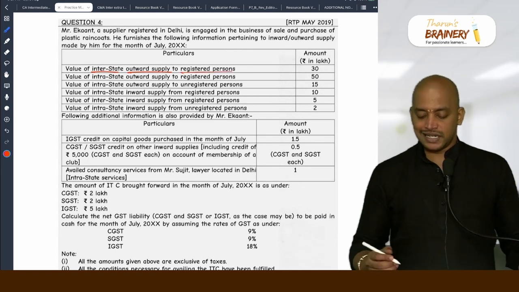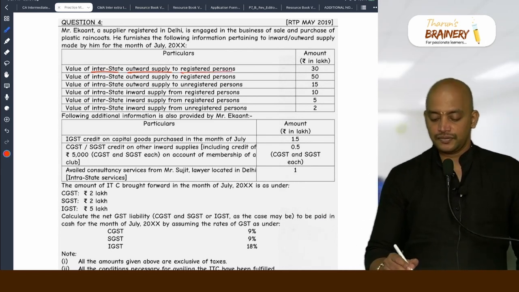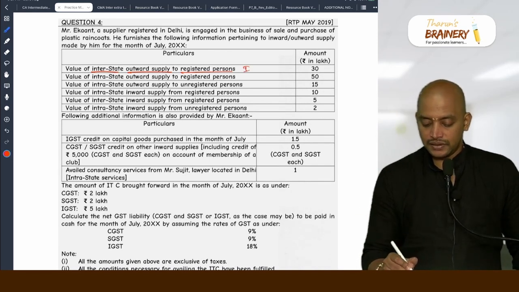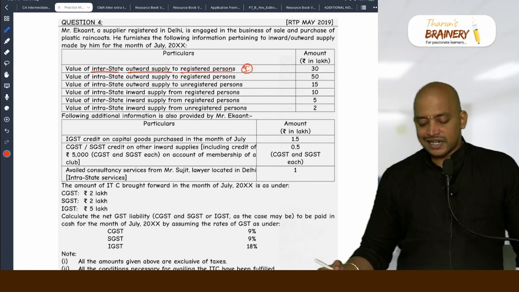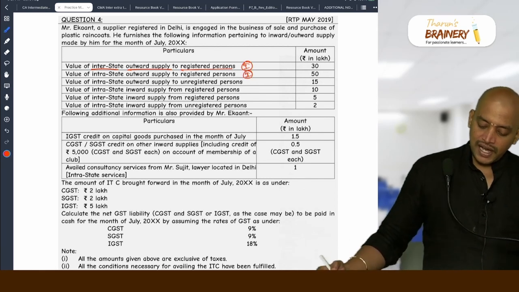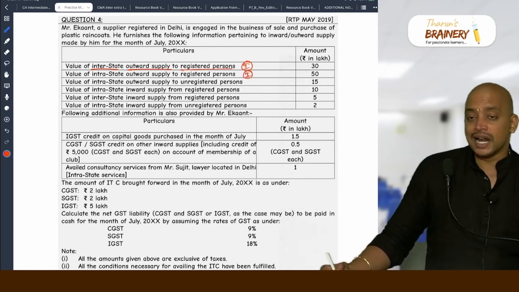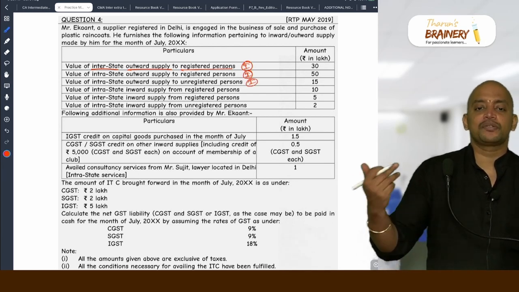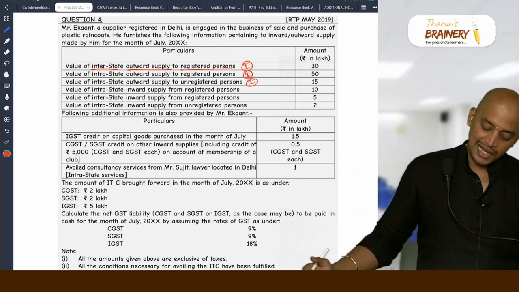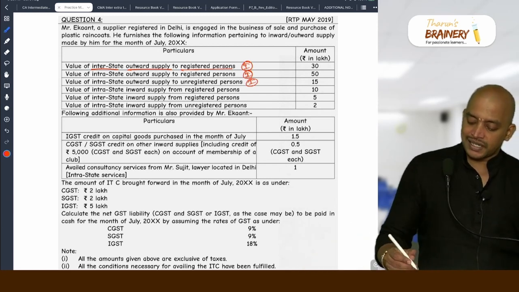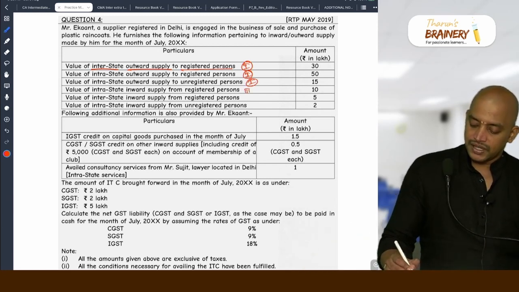Okay, he will pay GST. So where it will come? In the 4 statements, where it will come? Statement 1. Next. Value of intrastate outward supply to registered persons. Statement 1. Value of intrastate outward supply to unregistered persons. Statement 1. Whether it is registered or unregistered, when you are making supply, you have to pay GST. Value of intrastate inward supply from registered persons. Where it will come? Statement 3.